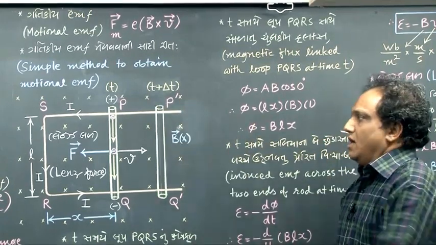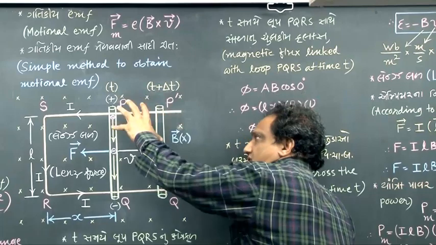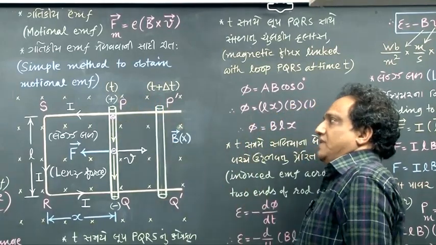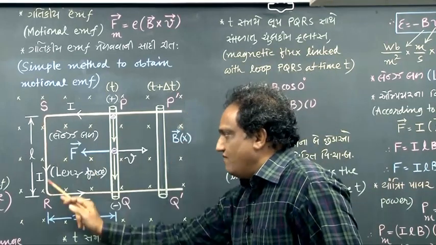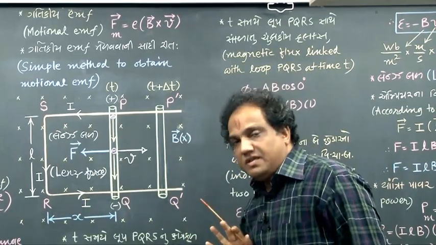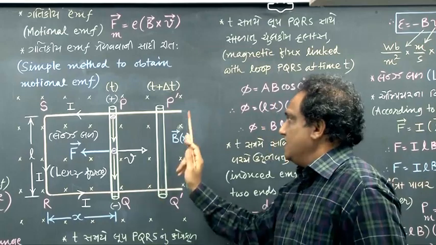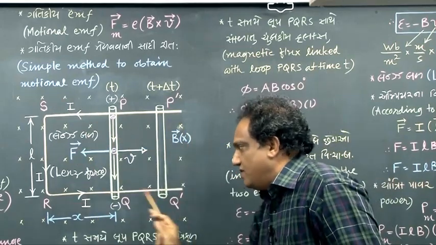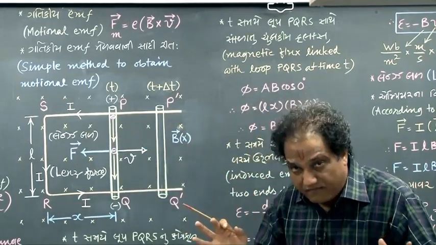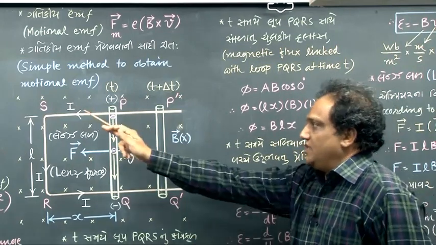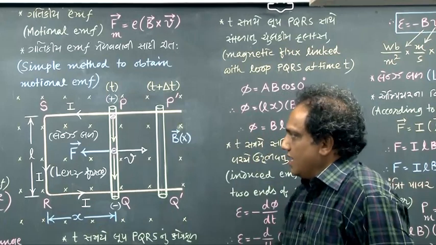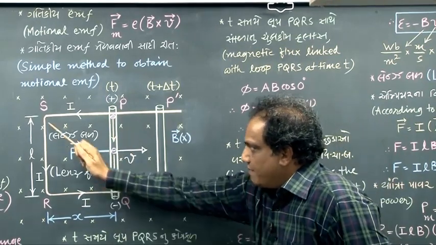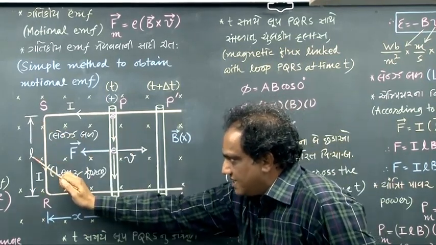Fine. Now in this uniform magnetic field, you just consider a metallic frame having the shape of the English alphabet capital U. This is a capital U shaped metallic frame. Fine. Now these two are the parallel sides. Now between these two parallel sides, the perpendicular distance is L.